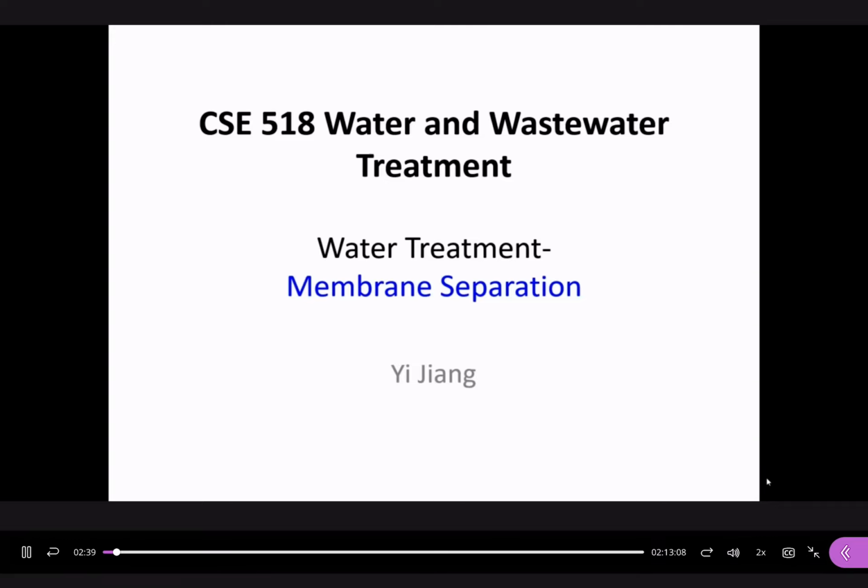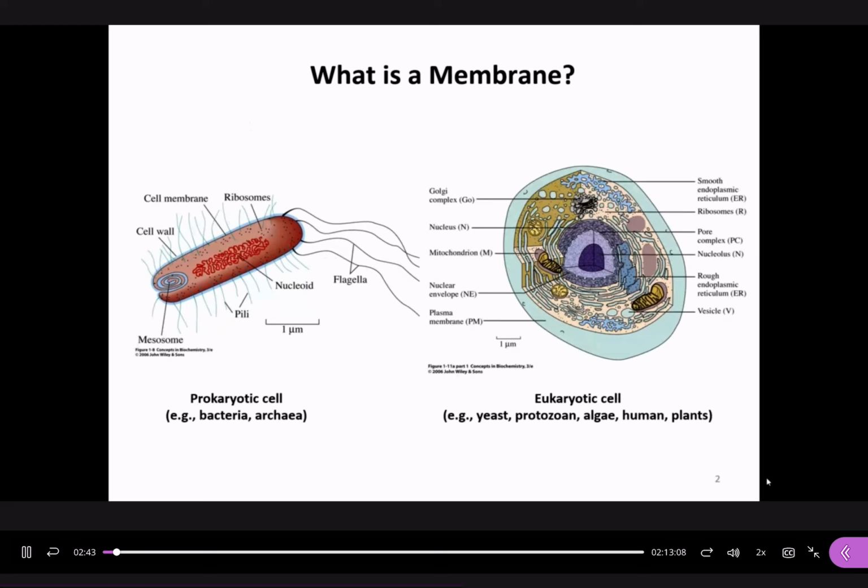So what is membrane separation? What is a membrane, basically? Separation, perhaps everyone understands: separate A from B, that's separation. But what is a membrane? You probably have heard this word before.